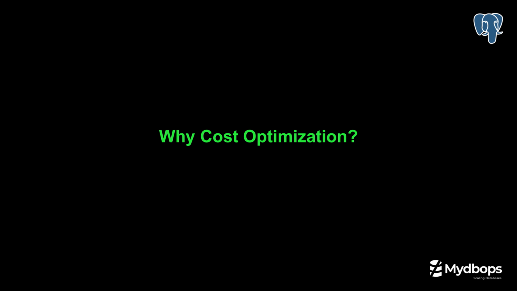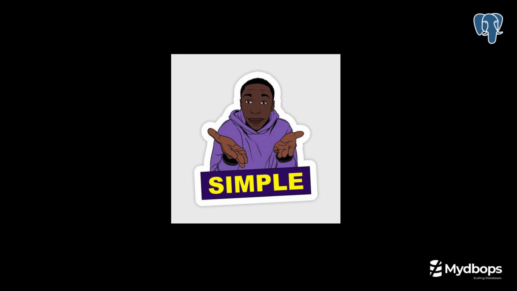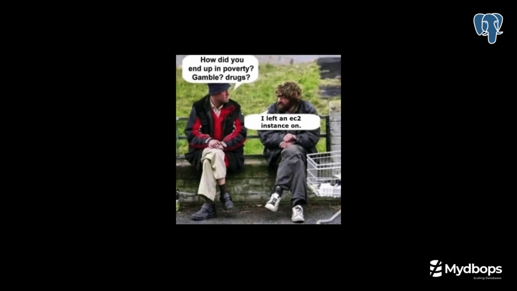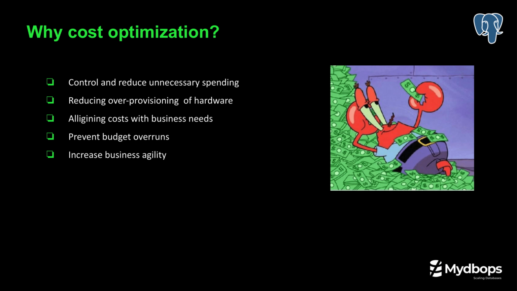So, firstly, why cost optimization? The answer is quite simple. Whether we like to admit it or not, it is money that we are burning, and if we do not do it sensibly, we might end up like this guy. Jokes apart, cost optimization is essential to control and reduce unnecessary spendings, reducing over provisioning of hardware, aligning costs with business needs, preventing budget overruns, and increasing the overall business agility. Now, I hope that we all are on the same page in regards to this.